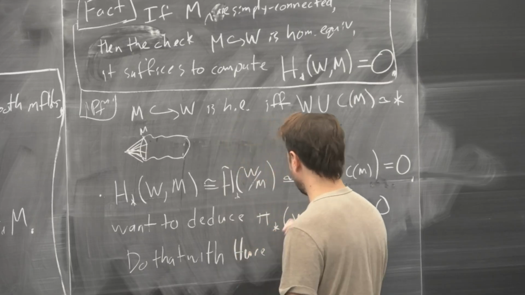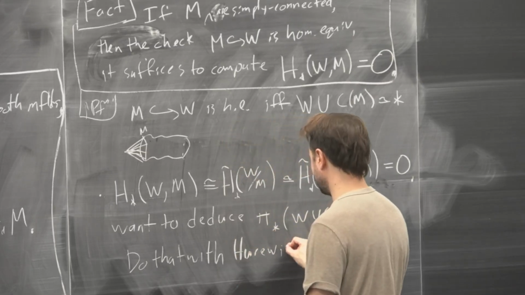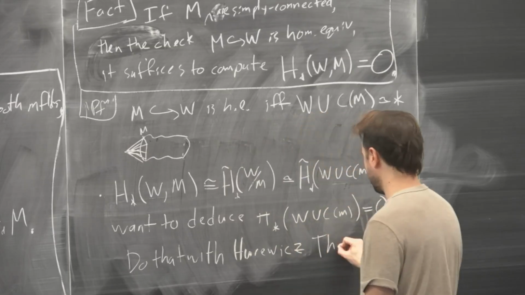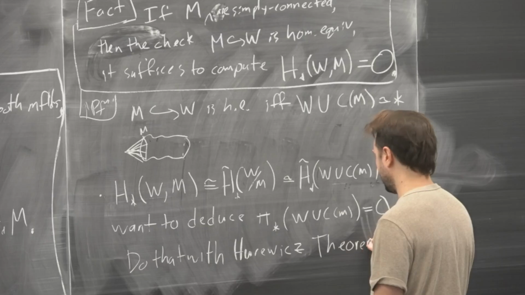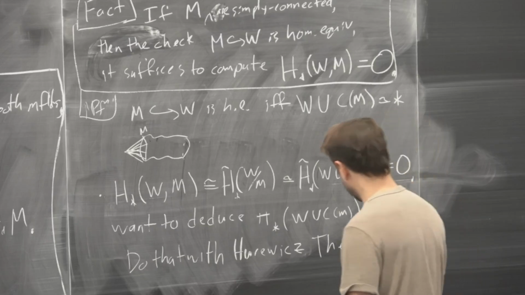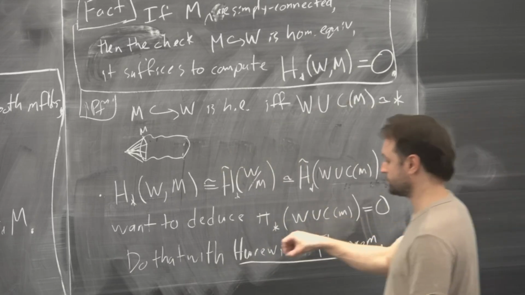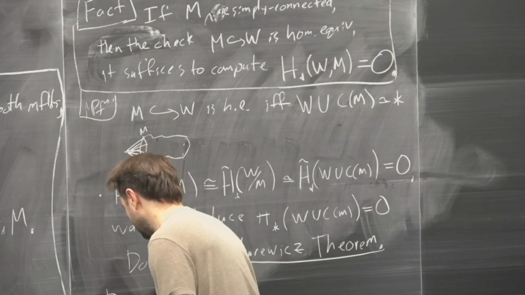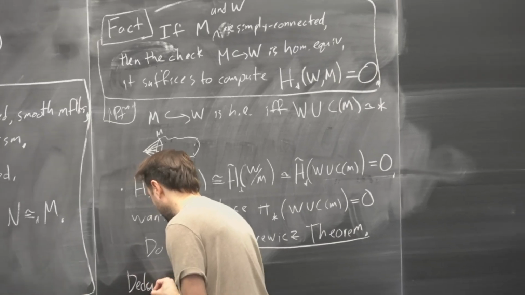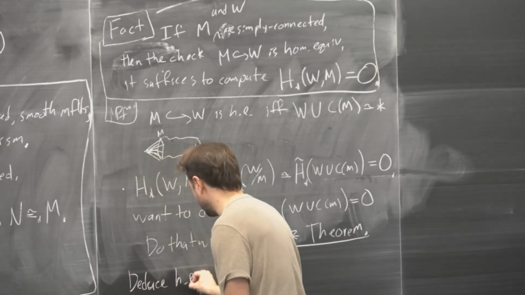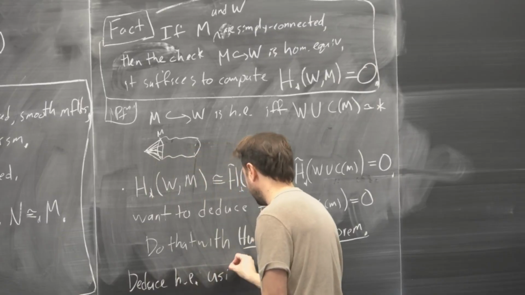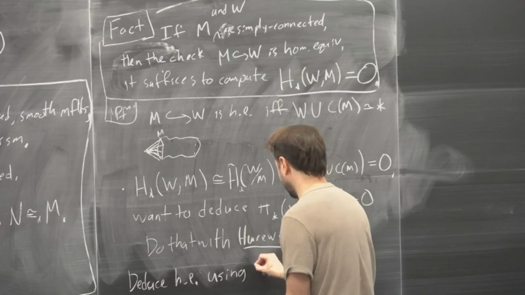I won't say anything about this because I'm never going to need it for the rest of the talk. I'm just going to mention that it's being used. It's a non-trivial theorem. I encourage you to look it up. And then once we know that the homotopy groups vanish, then we can deduce the homotopy equivalence using Whitehead's theorem, because it's a CW complex.